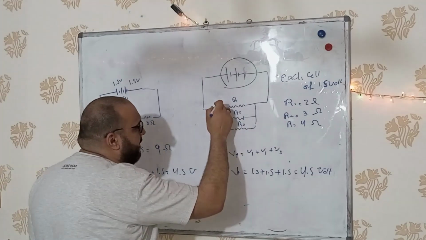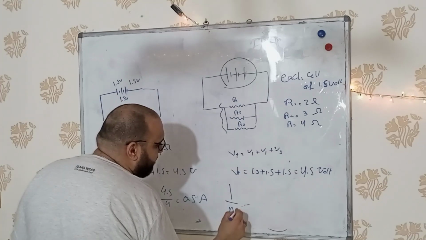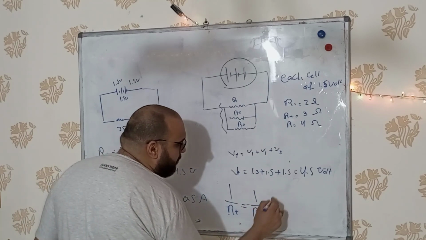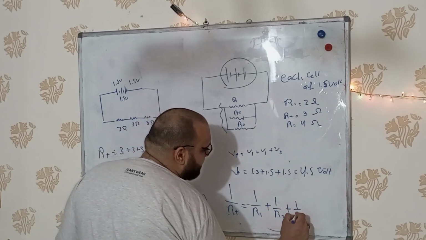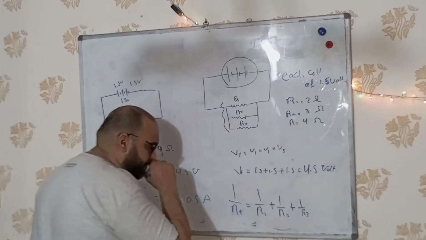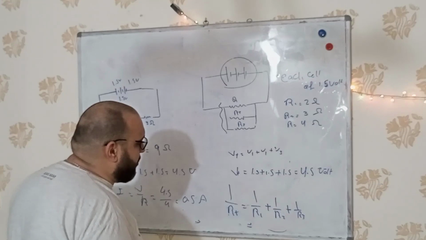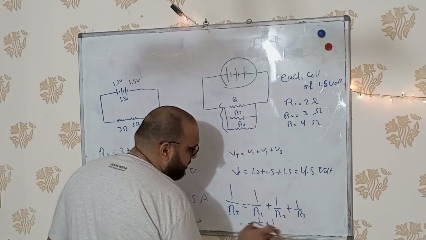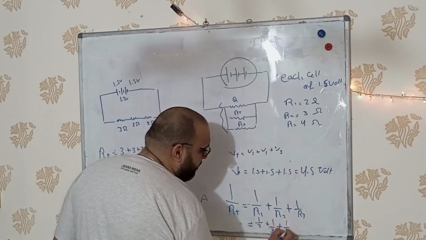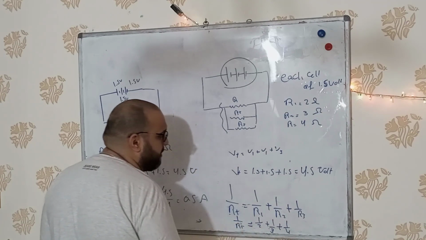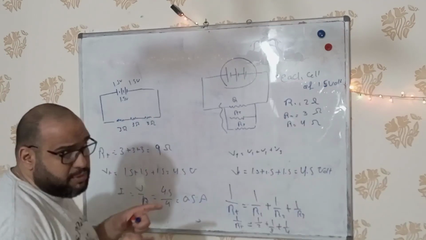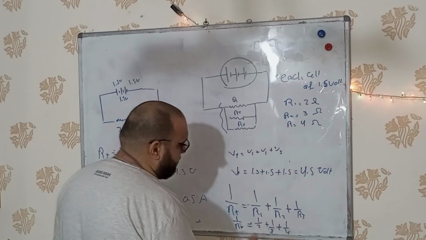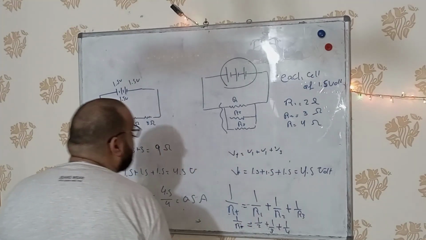Now the resistors are connected in parallel. The law of connection of parallel for resistors is 1 over R total equal to 1 over R1 plus 1 over R2 plus 1 over R3, which means 1 over 2 plus 1 over 3 plus 1 over 4 is 1 over R total. Using the calculator, we're going to find the value of R total.